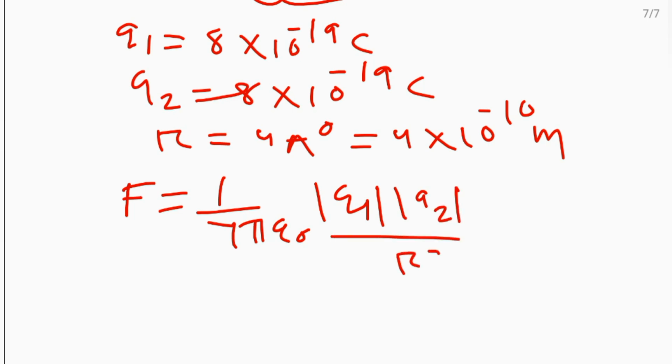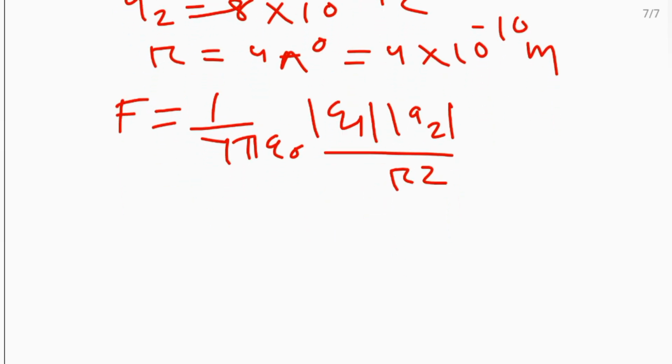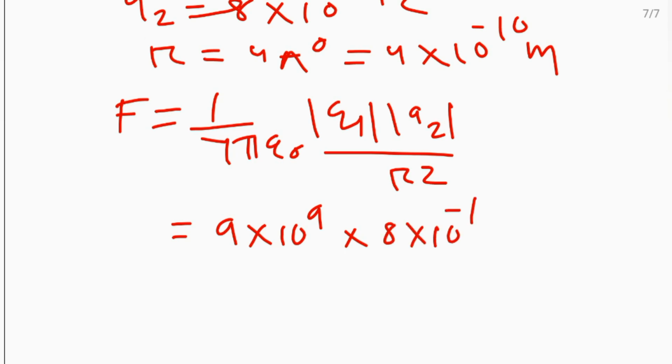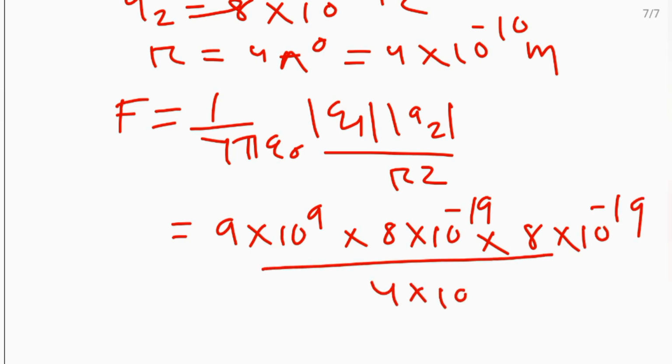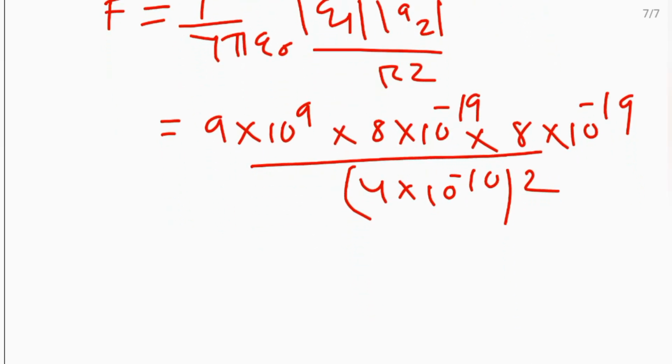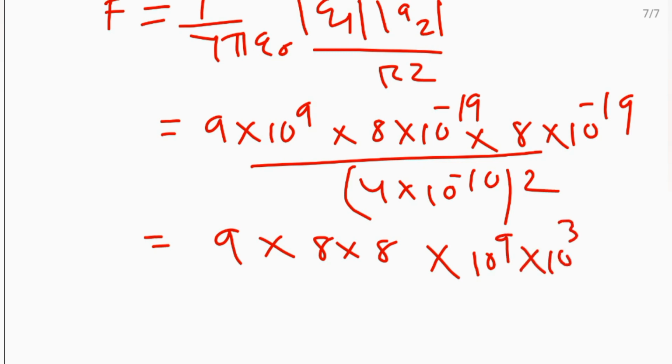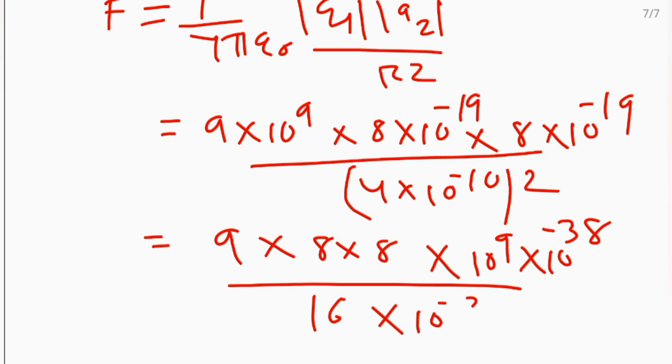Now the Coulomb force formula is F equal to 1 by 4 pi epsilon Q1 modulus into Q2 modulus by R square, and we know the value of 1 by 4 pi epsilon 0 is 9 into 10 to the power 9, and Q1 is how much? 8 into 10 to the power minus 19, and Q2 is also the same, 8 into 10 to the power minus 19. R is what? 4 into 10 to the power minus 10 whole square. So if we simplify this, what value shall we get? 9 into 8 into 8 into 10 to the power 9 into 10 to the power minus 38 by 16 into 10 to the power minus 20.